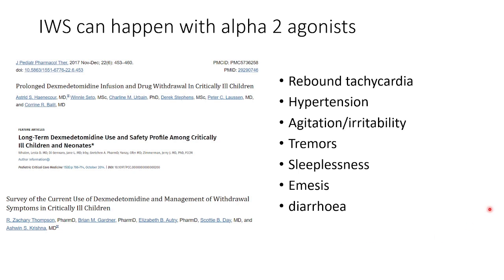So although opioids and benzodiazepines are the drugs most commonly associated with IWS, it can happen with alpha-2 agonists like dexmedetomidine. A lot of literature is there. Prolonged dexmedetomidine infusion can cause withdrawal symptoms. The particular features associated with alpha-2 agonist withdrawal are rebound tachycardia, hypertension, agitation, tremors, sleeplessness, emesis, and diarrhea. Although these seem to be seen in all, tachycardia and hypertension have been attributed more to direct alpha-2 agonist withdrawal.